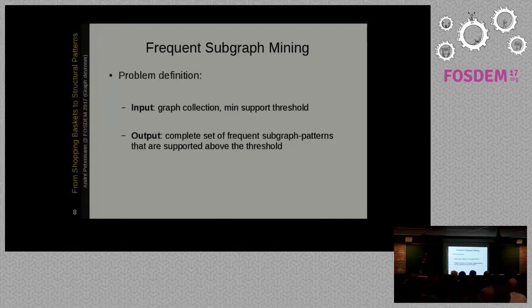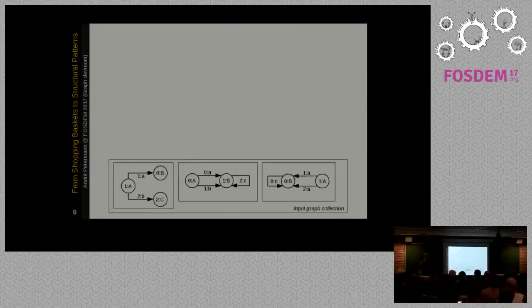So the problem definition, just to conclude the introduction: our input is a graph collection. So our collection of things, in this case, are graphs. And we have a min support threshold, which specifies the minimum percentage of items or of search space things which have to contain a pattern to be considered frequent. And the output is the complete set of frequent subgraph patterns which are supported above the given threshold, the min support. And to give you a toy example.